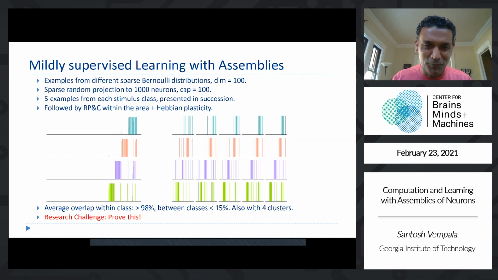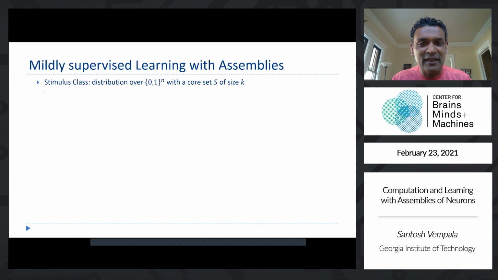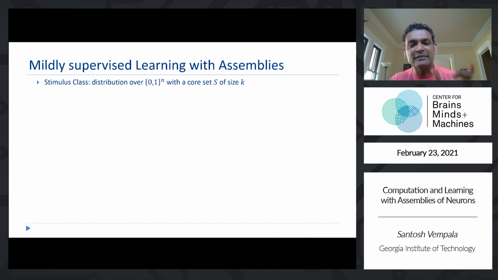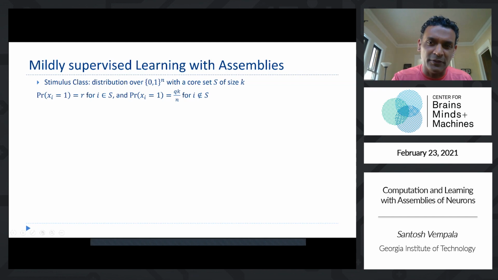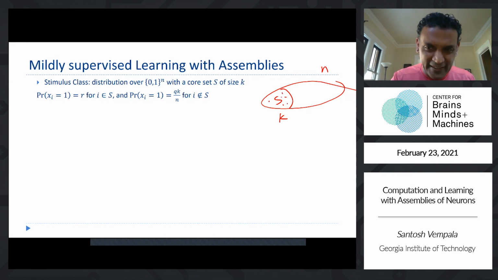Can we prove this? Do you have any hope of proving this? Fortunately, the answer is yes, but we need to define a couple of things. So we have a notion of a stimulus class, which is just a distribution over {0,1}^n, but it has a core subset S of size k. So you have n things, and out of them there's a core subset of size k. And in here, these things are more likely to be fired. That's probability R. And then everything outside is less likely to fire. We'll call it Q times k over n.